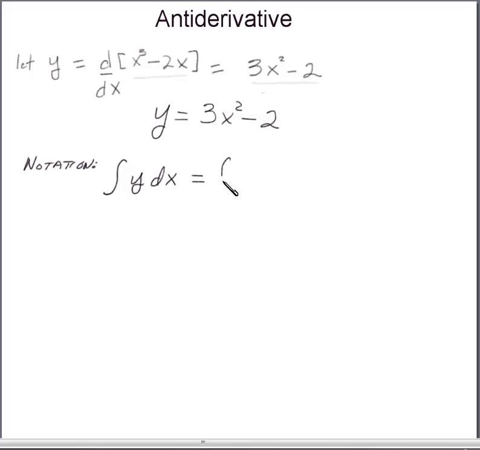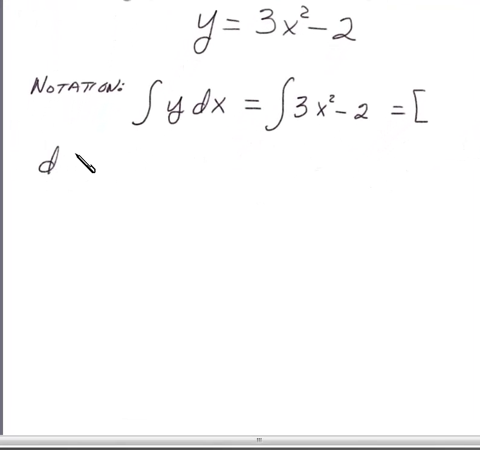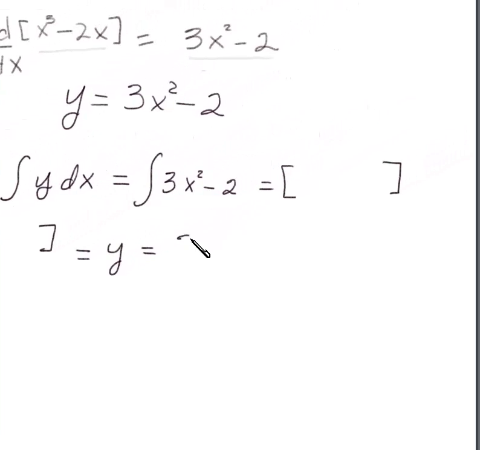Now I could write that in this particular case, since y is 3x squared minus 2, the antiderivative of 3x squared minus 2. And what is that? That's equal to another expression, and if I differentiate this expression, I get y back. That is, I get 3x squared minus 2. The derivative of that expression gives me y. And y is what? y is 3x squared minus 2.